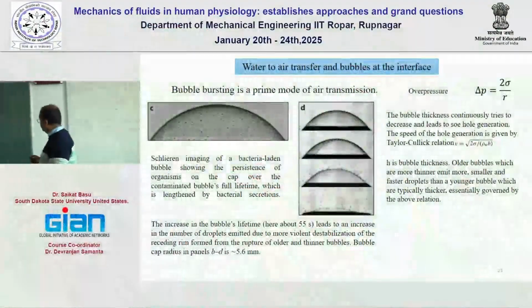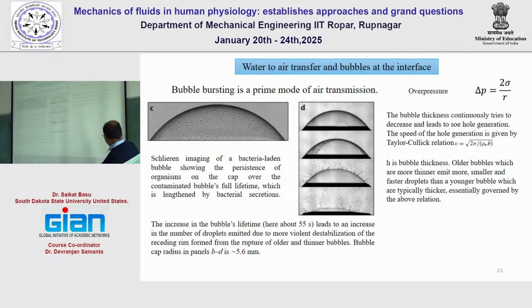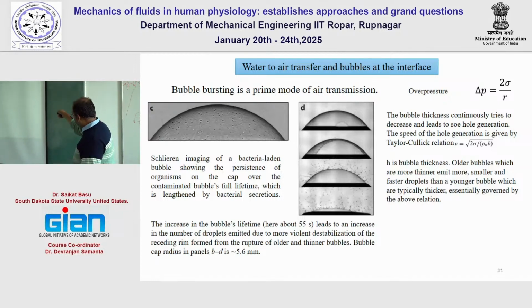Then you can see, as I was saying, that once the hole is being formed, it is governed by the Taylor-Culick relation, which is V equal to square root of 2 sigma over rho_w h. Here rho_w is the water density only, and h is the hemispherical cap height. So the retraction velocity of the hole, how fast the hole is being propagated through the bubble, is given by this relation. Depending upon the surface tension, the Taylor-Culick relation is essentially saying that if you add surfactants, the hole propagation will be slow, because surfactant reduces the surface tension of the fluid.